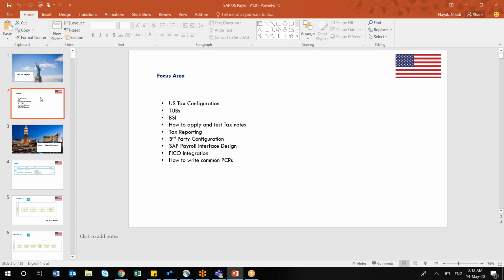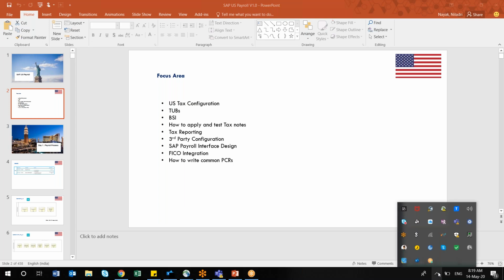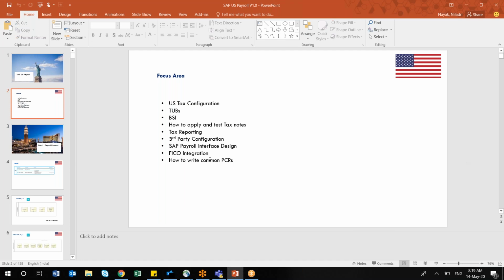Followed by that, we'll focus on the payroll interface design as well as finance integration. So FICO integration, I'll focus more on the latest one, that is S/4HANA based FICO integration. Then the common PCRs, the standard PCRs, how they look and how to modify and customize those PCRs as per your client requirements. So these are the focus areas which I have received from the team.